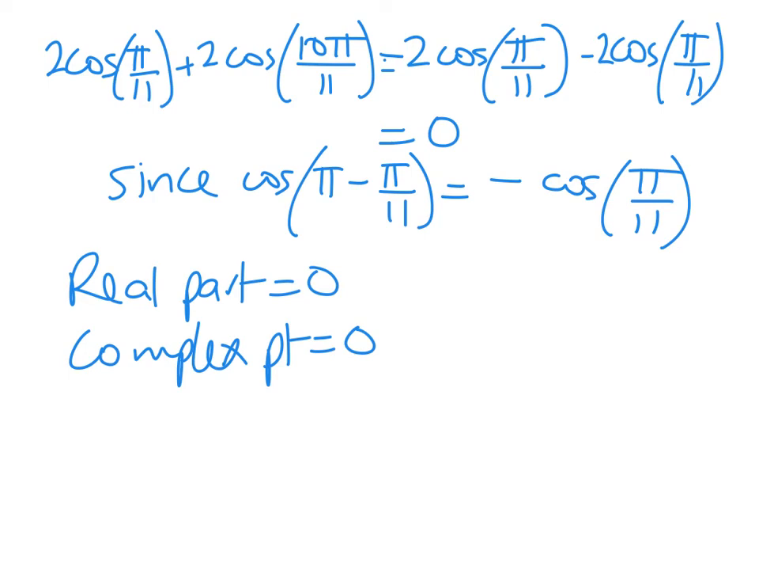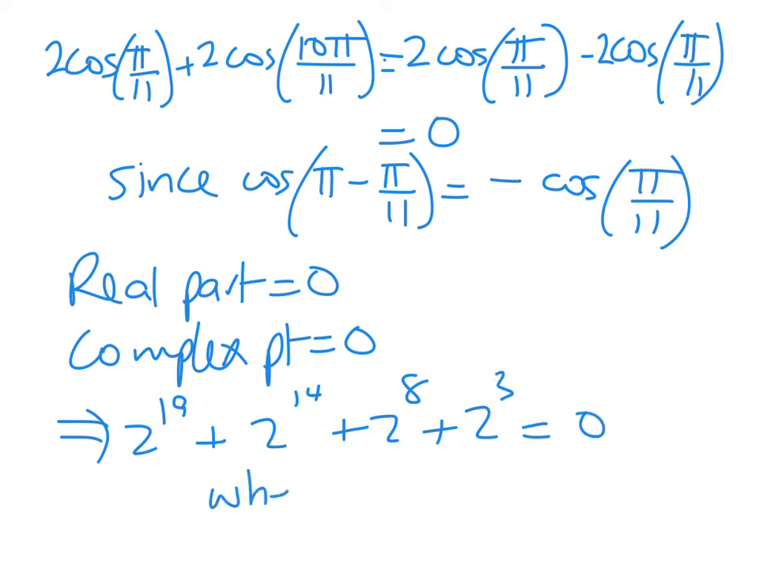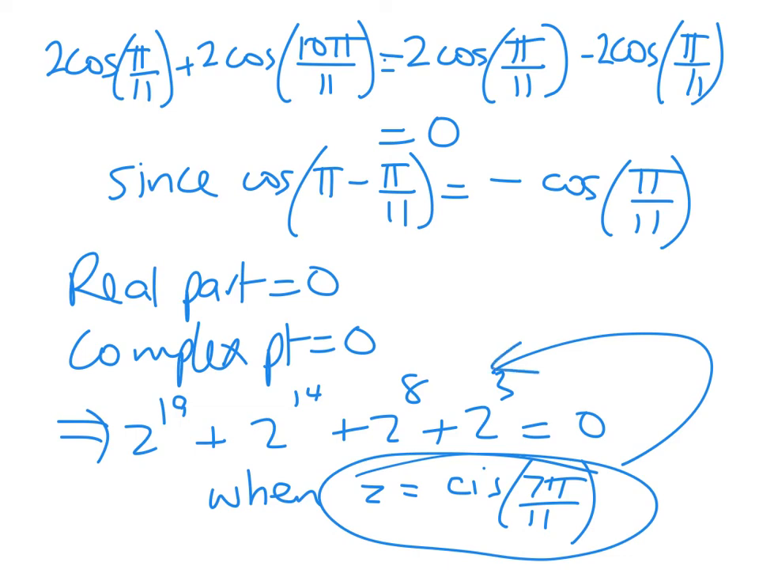Now, if I were writing that out, I wouldn't split them out and write the real part and the complex part. I'd just keep going. But it's just getting too long to do on the slides. So what we've shown is that z to the 19 plus z to the 14, in this case, plus z to the 8 plus z cubed equals 0 when z is equal to cis 7 pi on 11. In other words, this is a solution of that equation.